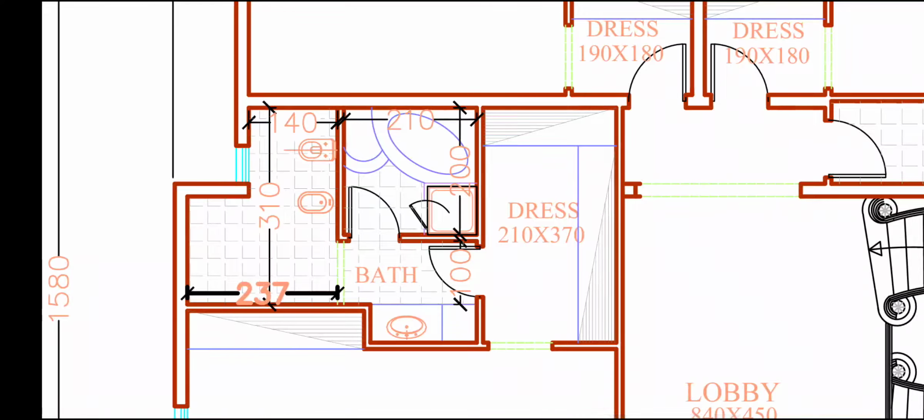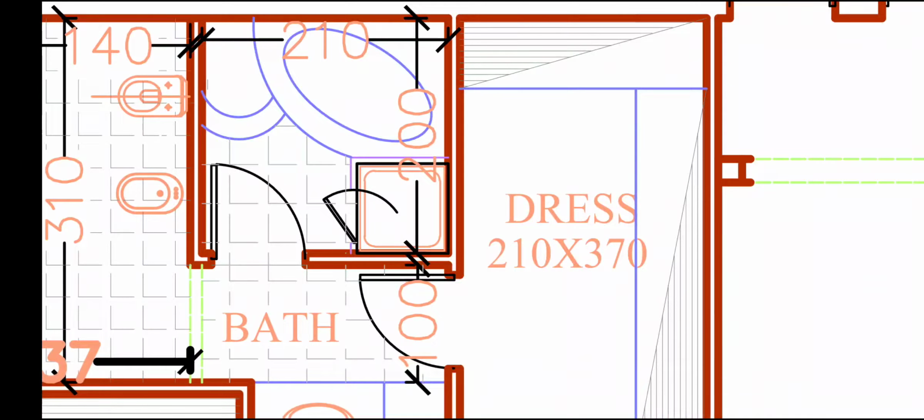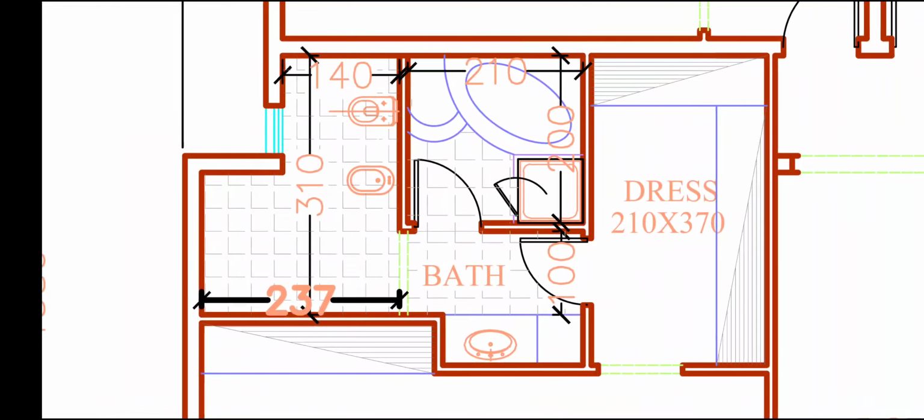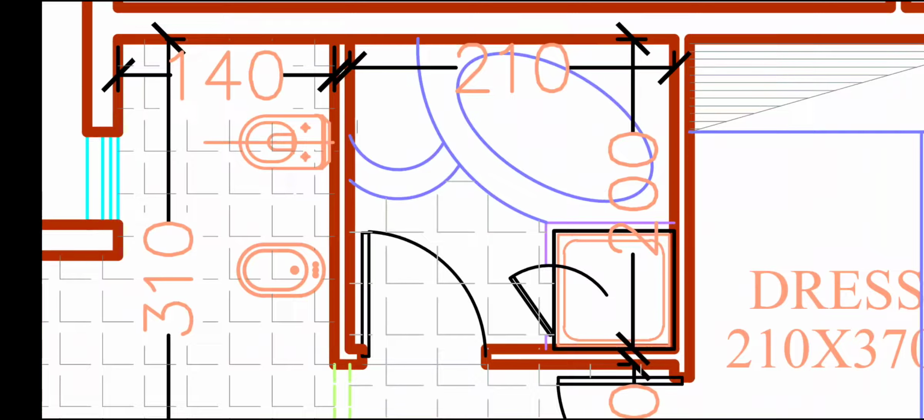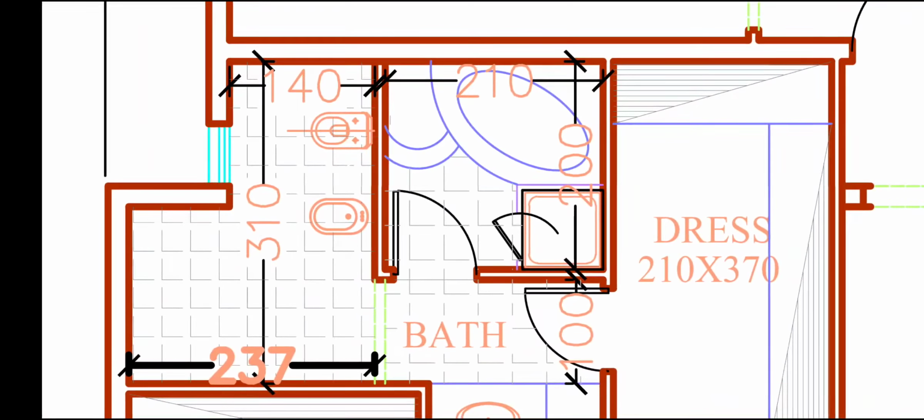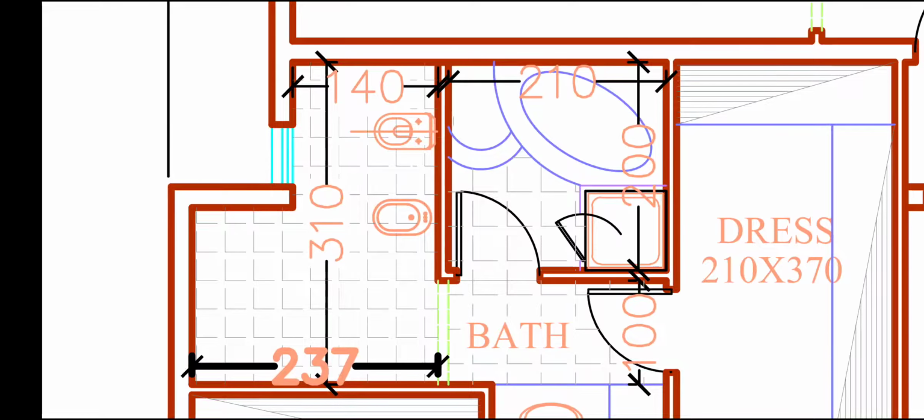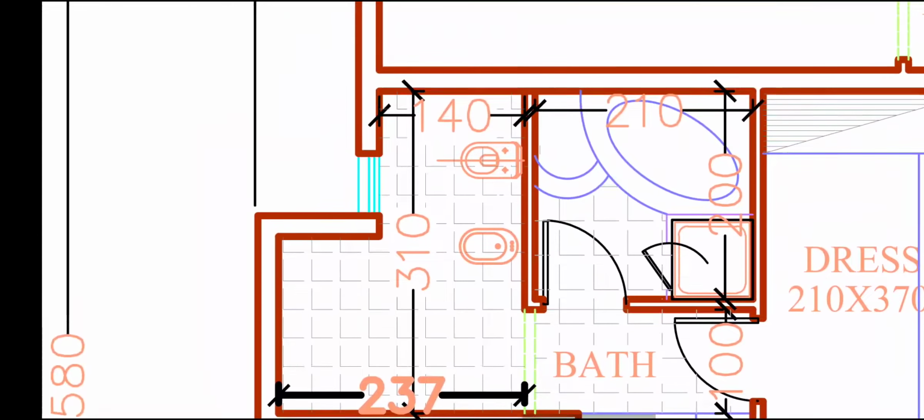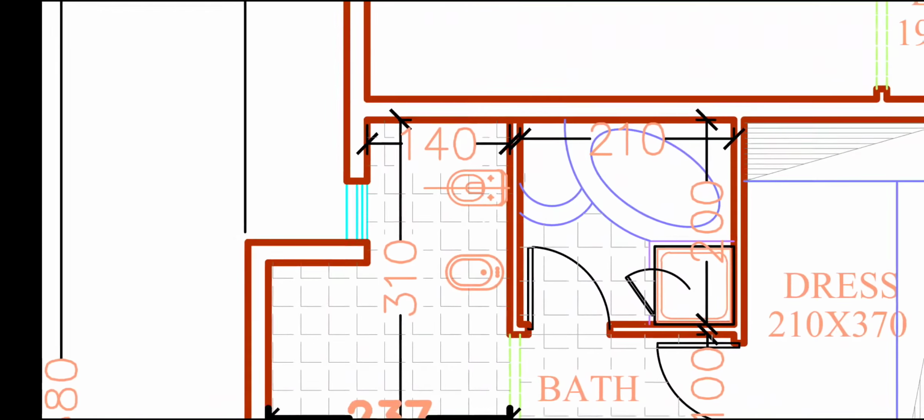This attached bathroom, this dress area, and this bathroom, this is a small hot tub, shower tray, and this separate toilet, wash basin here, this window for ventilation.